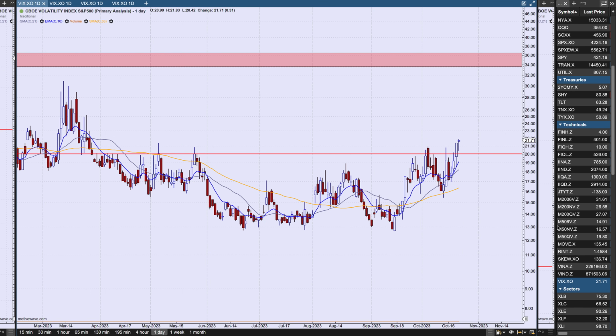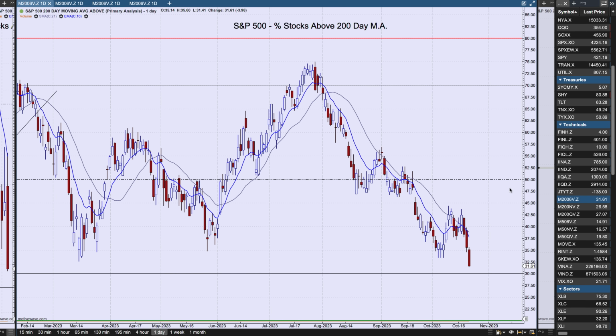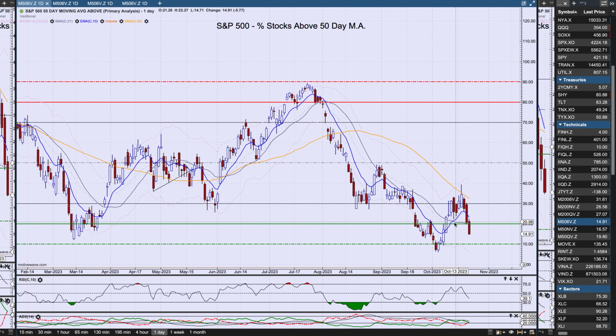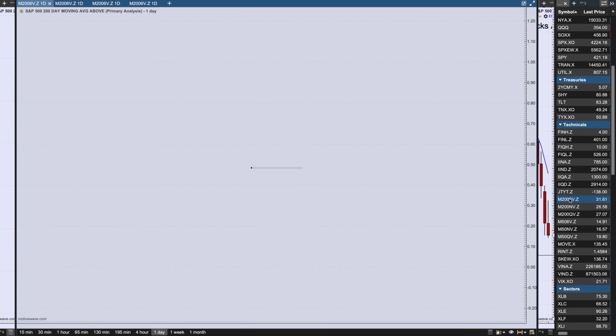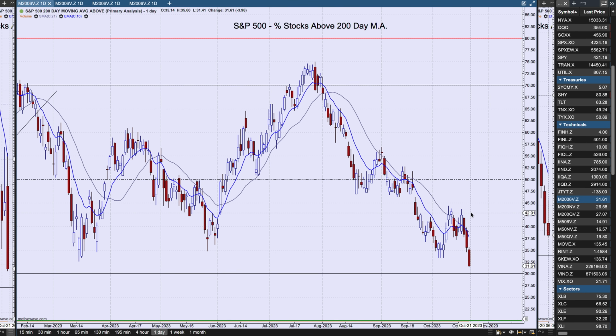Okay, let's look at the percent of stocks above their 200-day moving average on the S&P 500. It looked like we were about to flip to the upside. Now it did it on the 50-day. It flipped to the upside with the moving average. It thought, okay, we're going to get a little leg higher. And now it looks like that's failing. Look how hard that came back down.